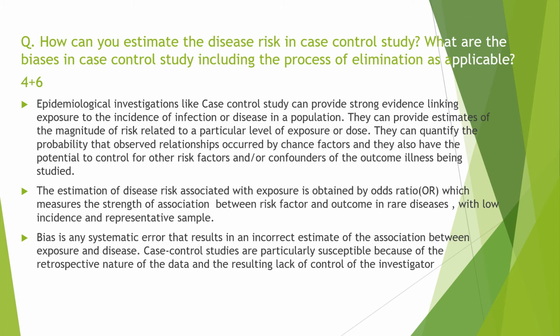But there can be biases. But what is a bias? A bias is any systematic error that results in an incorrect estimate of the association between exposure and disease. Case control studies are particularly susceptible because of the retrospective nature of the data and the resulting lack of control of the investigator. So let's learn what are the types of bias.